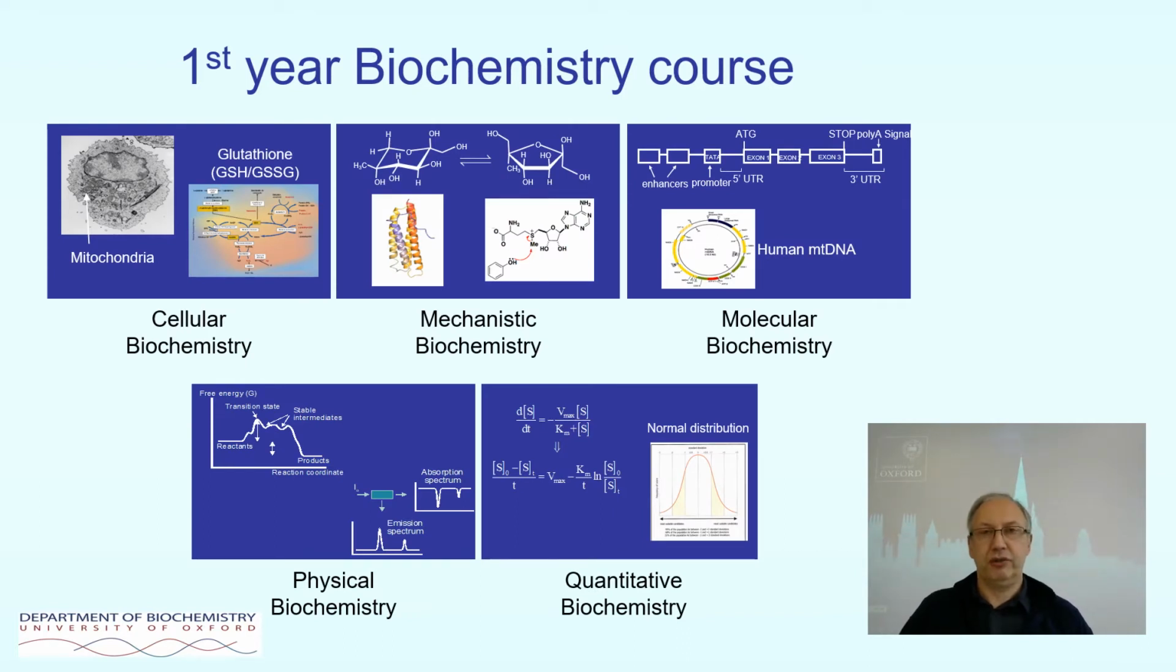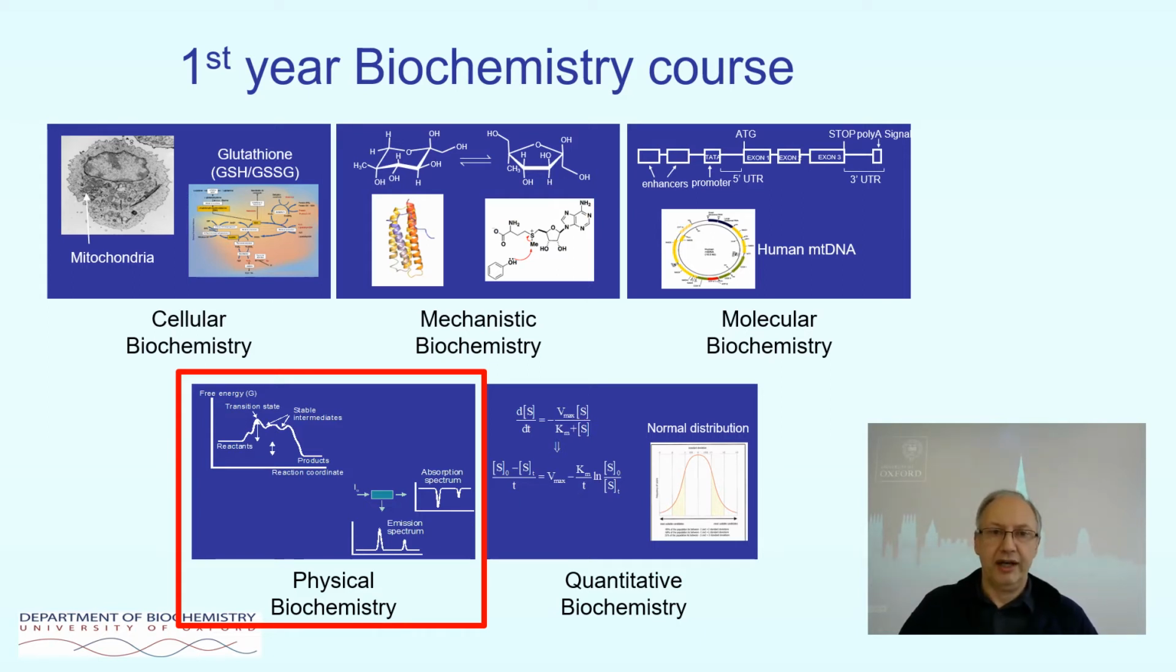So the first year of the course is split into 5 smaller courses, if you like, which cover the entire breadth of biochemistry. We have the physical biochemistry course, and this deals with the rules of chemistry and physics, which underpin and constrain all of the processes that are going on within biological systems. And it also covers some of the techniques that we'll use to study biochemical systems.